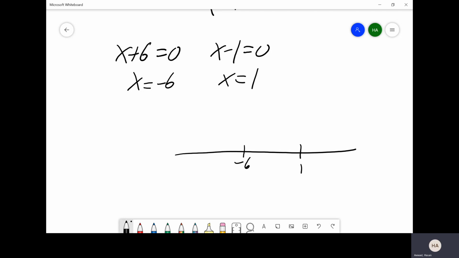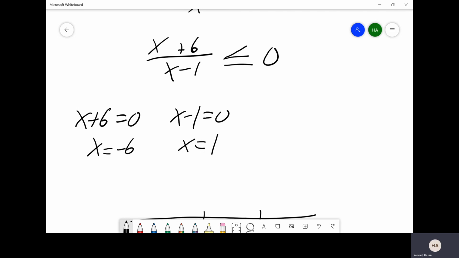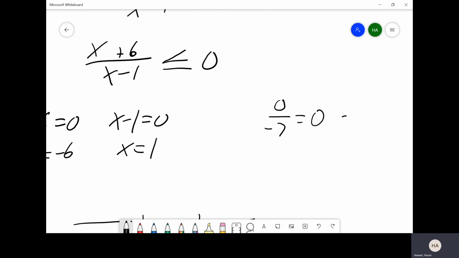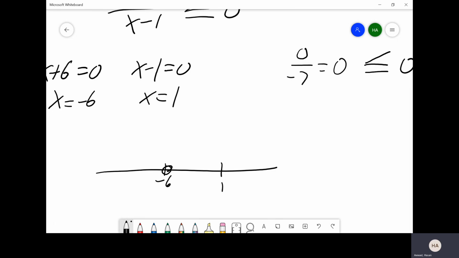Okay, so we have negative 6 and we have 1, right? Now we just have to figure out what circles we're going to put here to make this true. Well, if we had a negative 6, we know that we would get a 0 in our numerator. Negative 6 plus 6 gives us a 0 in our numerator, and we would get a non-zero value in our denominator. Negative 6 minus 1 gives us a negative 7, so we would get 0 over negative 7, and 0 over negative 7 is the same thing as 0. And 0 is less than or equal to 0, right? So if we plugged in negative 6, we know that negative 6 is still going to make the inequality true. So we can definitely go ahead and put a closed circle here. That's going to be okay.